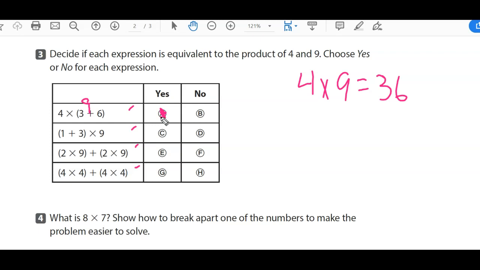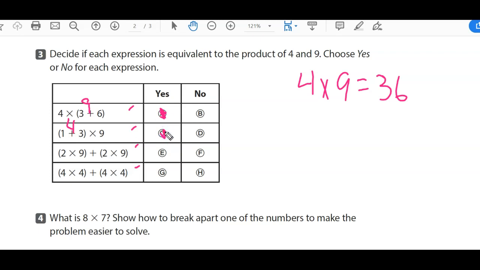Okay. Here, I have to do what's inside the parentheses first. So what's 1 plus 3? 4. Then it's 4 times 9. Is that yes or no? Yes. 4 times 9. Does that equal 36? Yes.